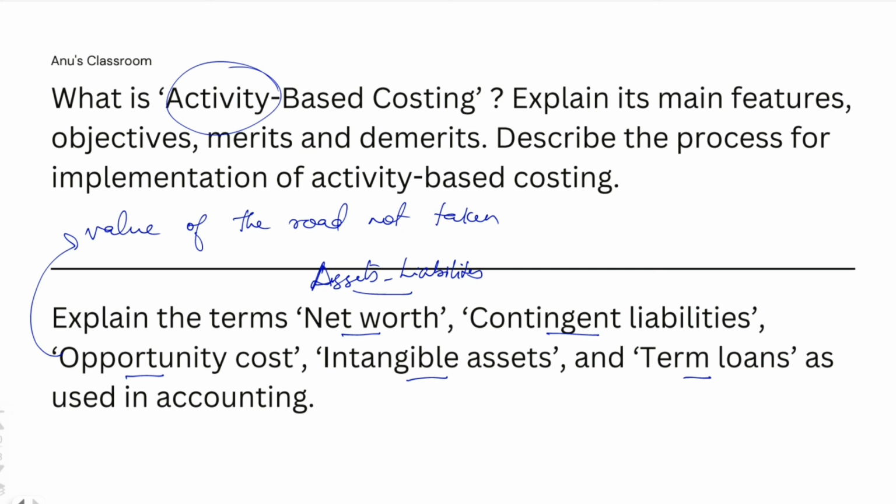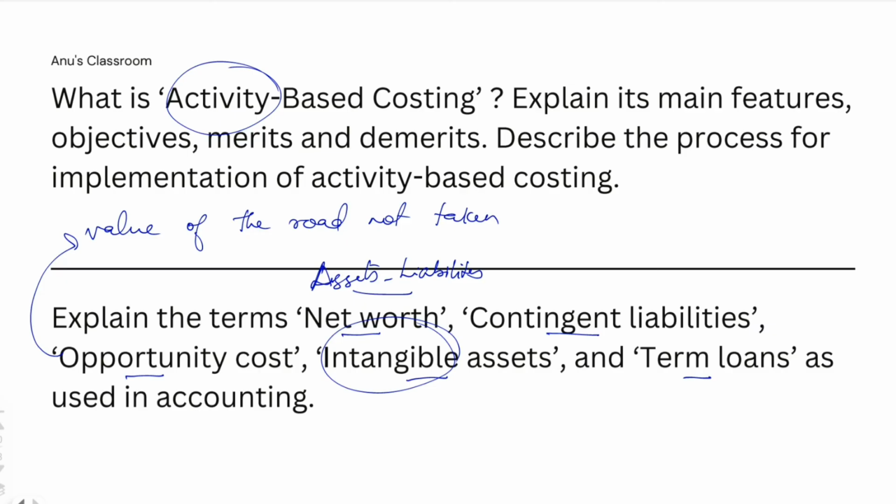Next is intangible assets. An intangible asset is an identifiable non-monetary asset without physical substance, right? It is an asset which is intangible, that is, it does not have a physical form. Such an asset is identifiable when it is separable or when it arises from contractual or other legal rights. So that is intangible assets.